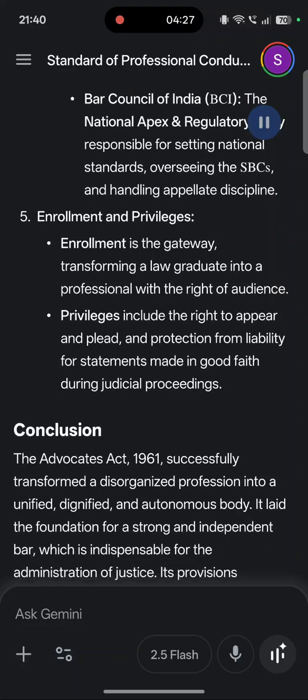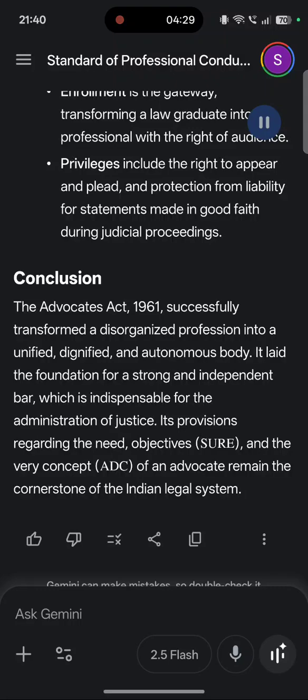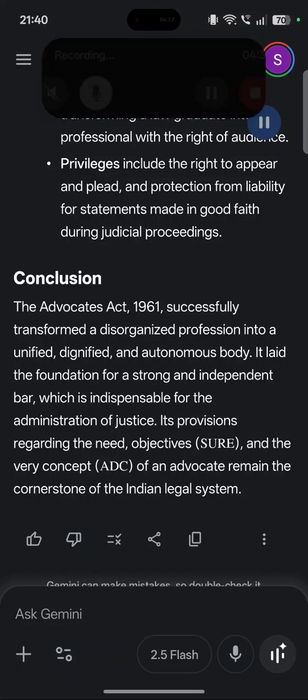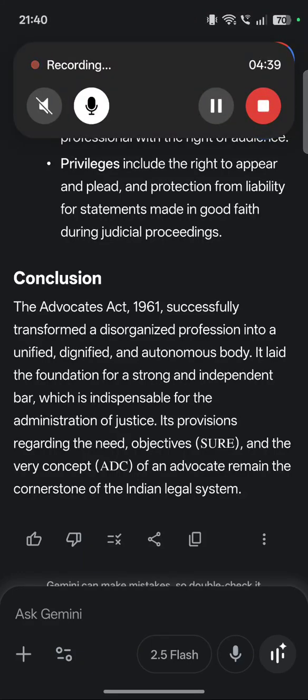Conclusion. The Advocates Act 1961 successfully transformed a disorganized profession into a unified, dignified, and autonomous body. It laid the foundation for a strong and independent bar, which is indispensable for the administration of justice. Its provisions regarding the need, objectives, SURE, and the very concept, ADC, of an advocate remain the cornerstone of the Indian legal system.